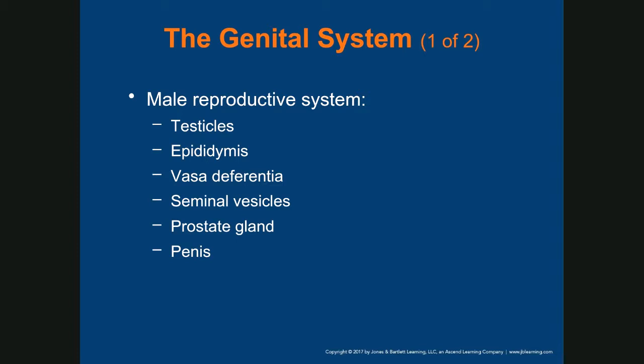The seminal vesicles, which are also called vesicular glands or seminal glands, are a pair of coiled tubular glands found behind the urinary bladder. They secrete fluid that is partly composed of semen. The penis is the male sex organ.